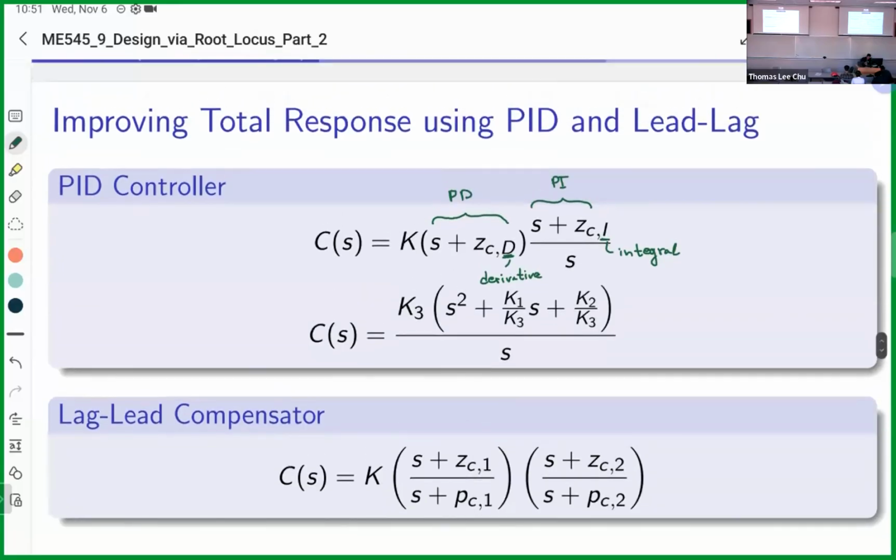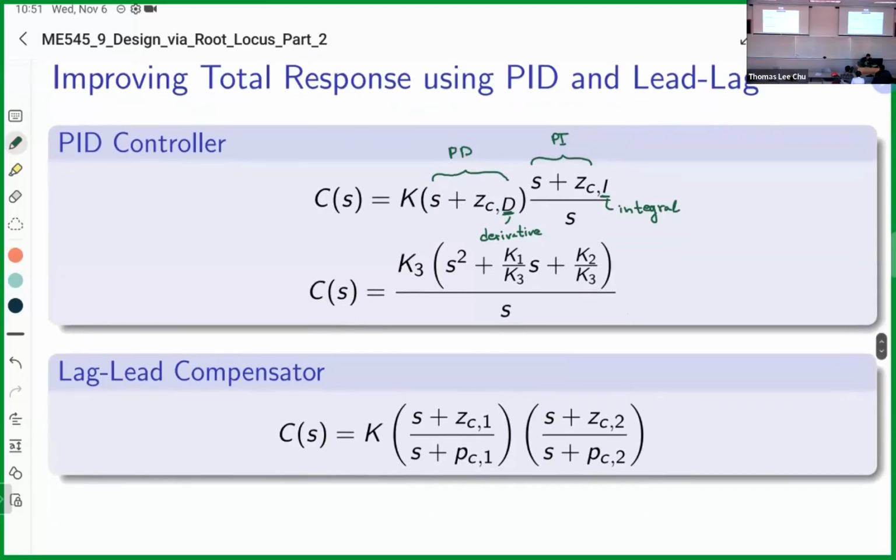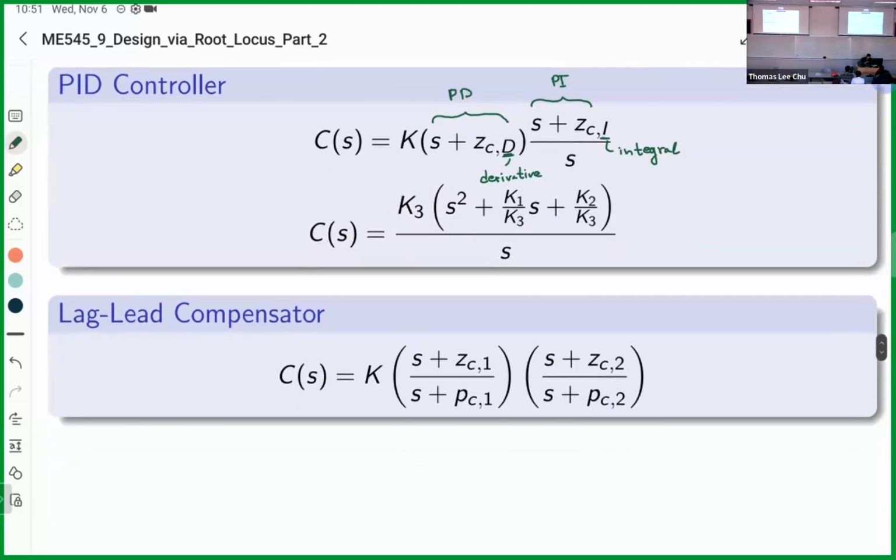One thing to note about, actually, I'll just stick with this form. There's a derivation for getting this form, but I don't think it's really necessary to show you. You just multiply it out and divide it by K3. No, why not? I'll just do it real quick.